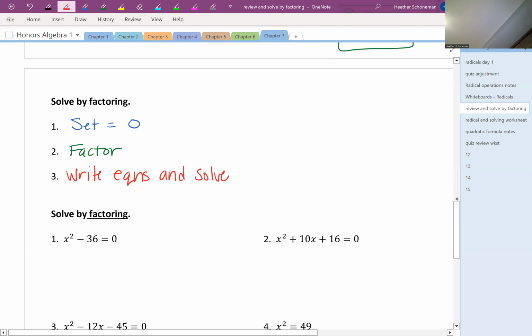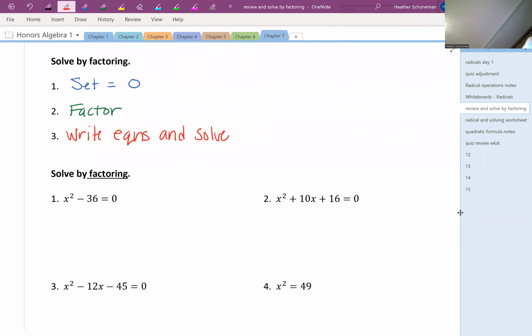Okay, so let's look at number 1. First step, set equal to 0. Good news. I already said equal to 0. We don't have to do anything. Step 2, factor. So notice this is different than what we did with the square root. Square roots, we weren't factoring anything. Okay, this is the difference of squares. So this is going to factor to x plus 6, x minus 6.